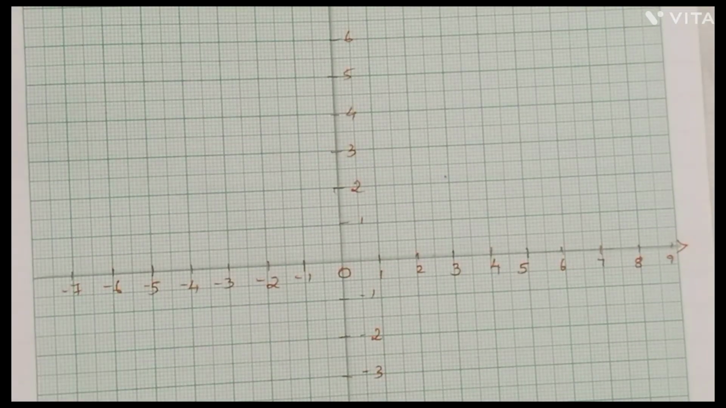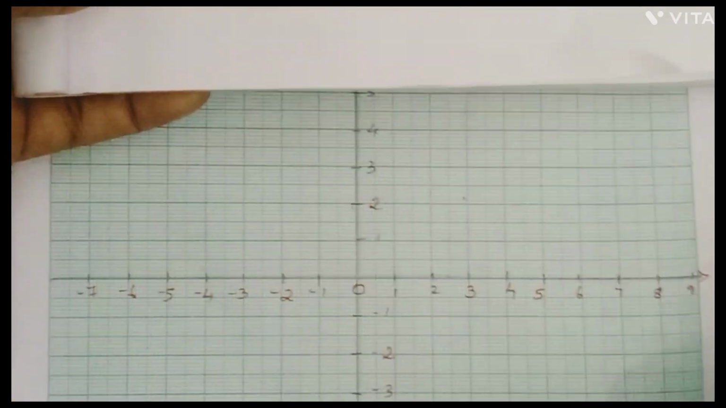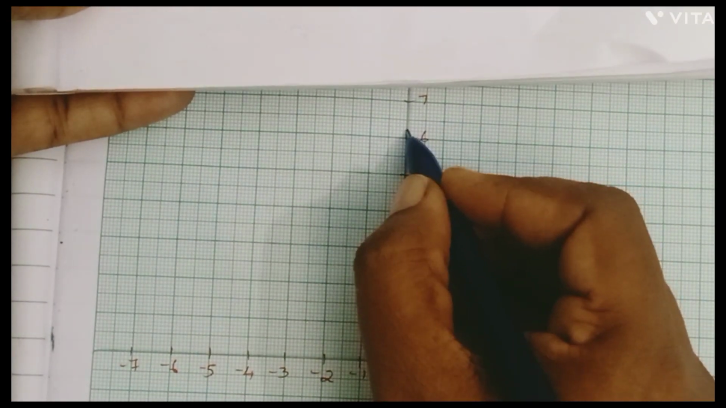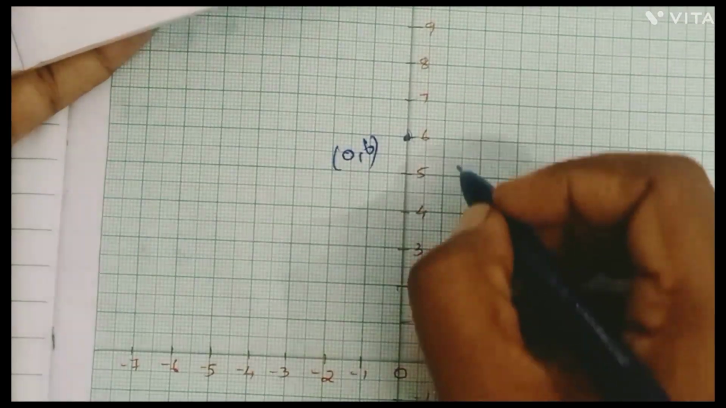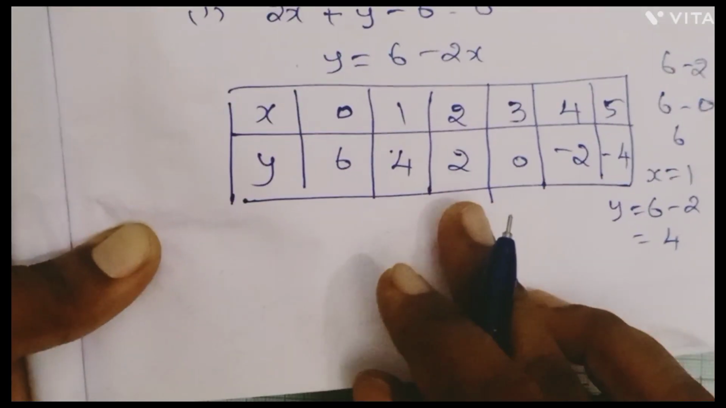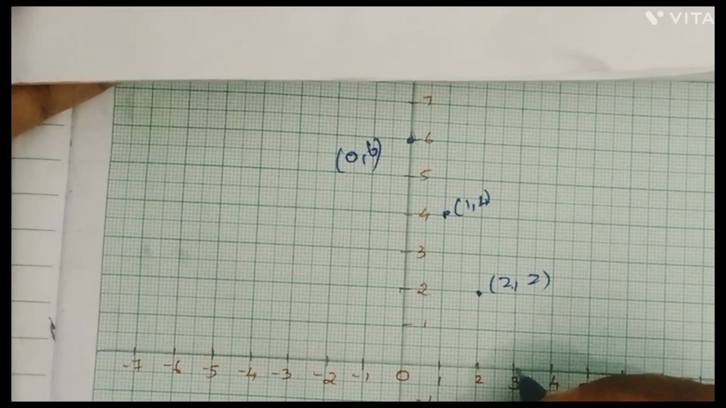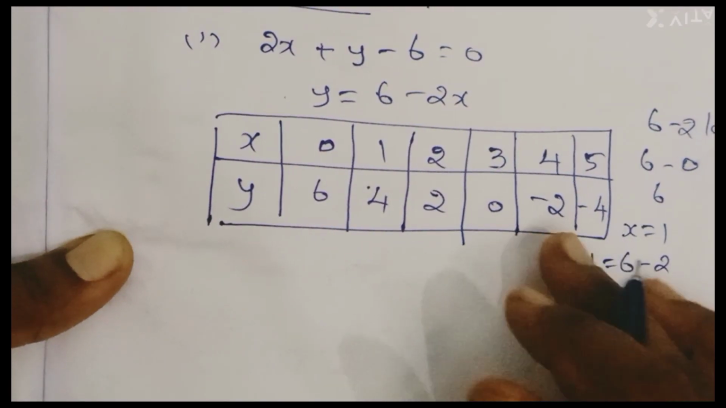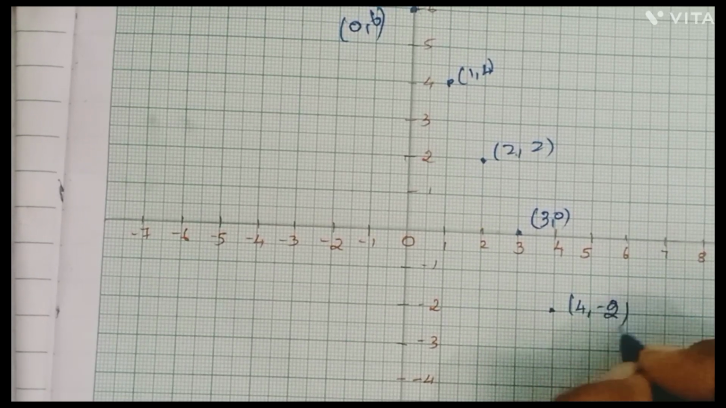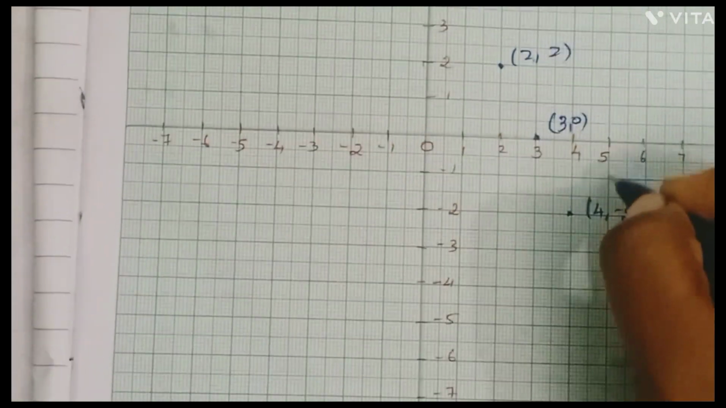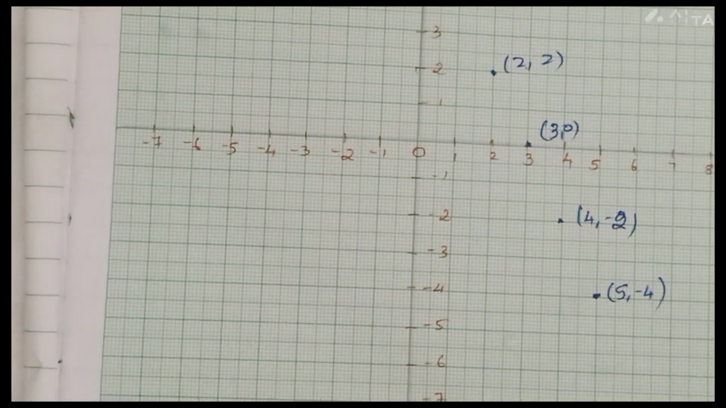So the first set of points is 0, 6. Next 1, 4. 2, 2. 3, 0. 4, minus 2. 5, minus 4. Now we just join these points to form the line.